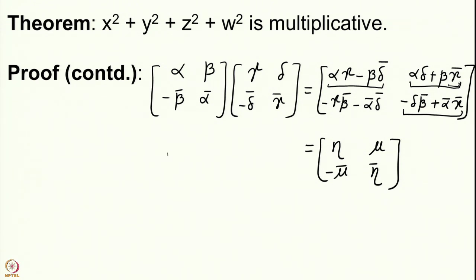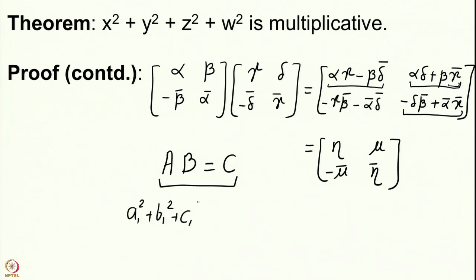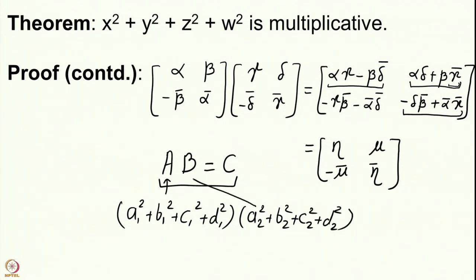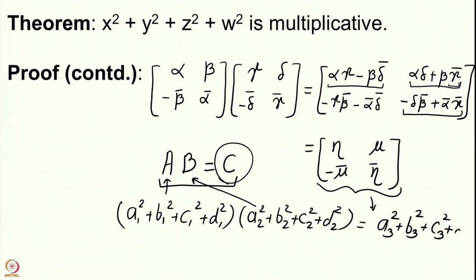So, we have therefore proved that whenever I take any two such matrices, their product is again of the same form, and this proves that if I have a1 squared plus b1 squared plus c1 squared plus d1 squared, I will write it as the determinant of the matrix A. To that I multiply the number a2 squared plus b2 squared plus c2 squared plus d2 squared, which I write as the determinant of the matrix B. I will then compute the matrix C, which is again of the same form, as we have proved here, and write its determinant, which gives us a3 squared plus b3 squared plus c3 squared plus d3 squared. So, the form x squared plus y squared plus z squared plus w squared is multiplicative.